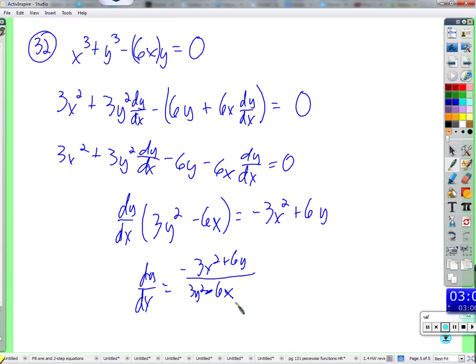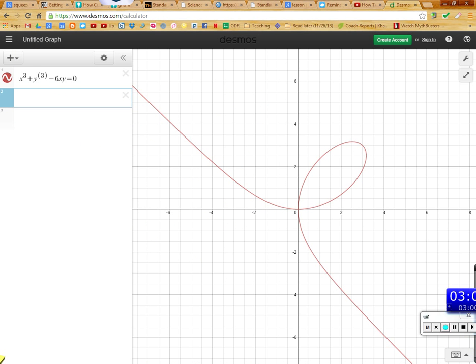Now, say I have the graph of x cubed plus y cubed minus 6xy equals 0. It's not a function exactly, right? This graph itself is not a function of x, meaning for any given x there may be more than one y, more than one output. Well, the graph looks like this. This is a cool thing called Desmos.com. I just put the equation right in there, and it graphed it.